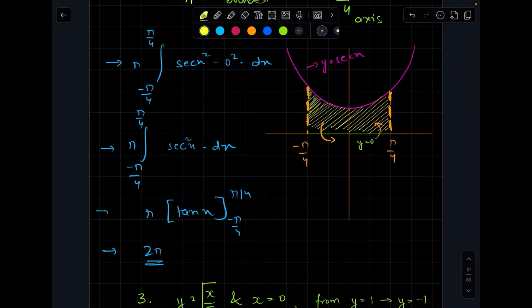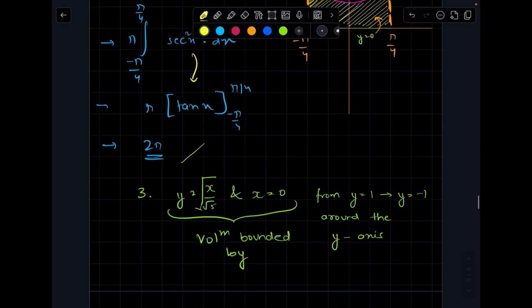The derivative of tan x is sec square x. Therefore, the integral of sec square x is tan x. So you don't need to solve the entire integral. This is a quick, easy way to remember. Solving this, we get 2 pi.